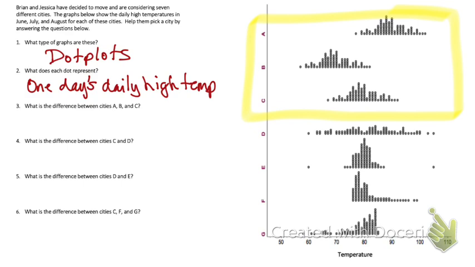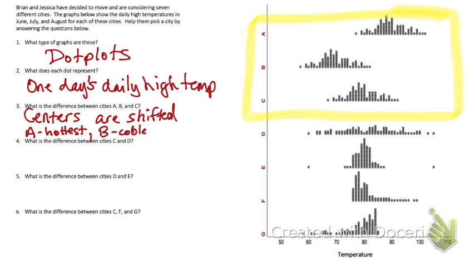When we look at a graph, most of the time our eyes focus on the center of it. The locations of these are different, but specifically we're going to look at the centers. The centers are shifted. Which of these cities would have the highest temperature? A is the hottest. And which city would be the coldest? B would be the coldest, or the coolest, I guess.